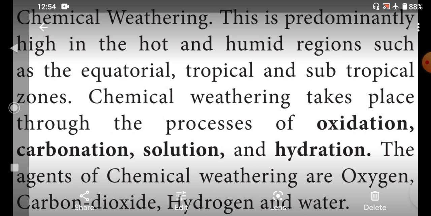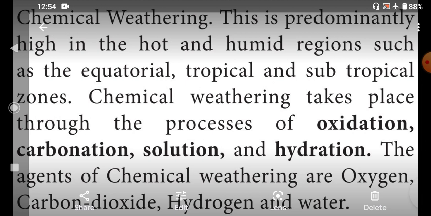Wherever there are hot and humid regions, the equatorial, tropical and subtropical zones, because of that heat and humidity some changes will happen. That means the disintegration and decomposition of rocks will happen because of chemical reaction. That is called chemical weathering.